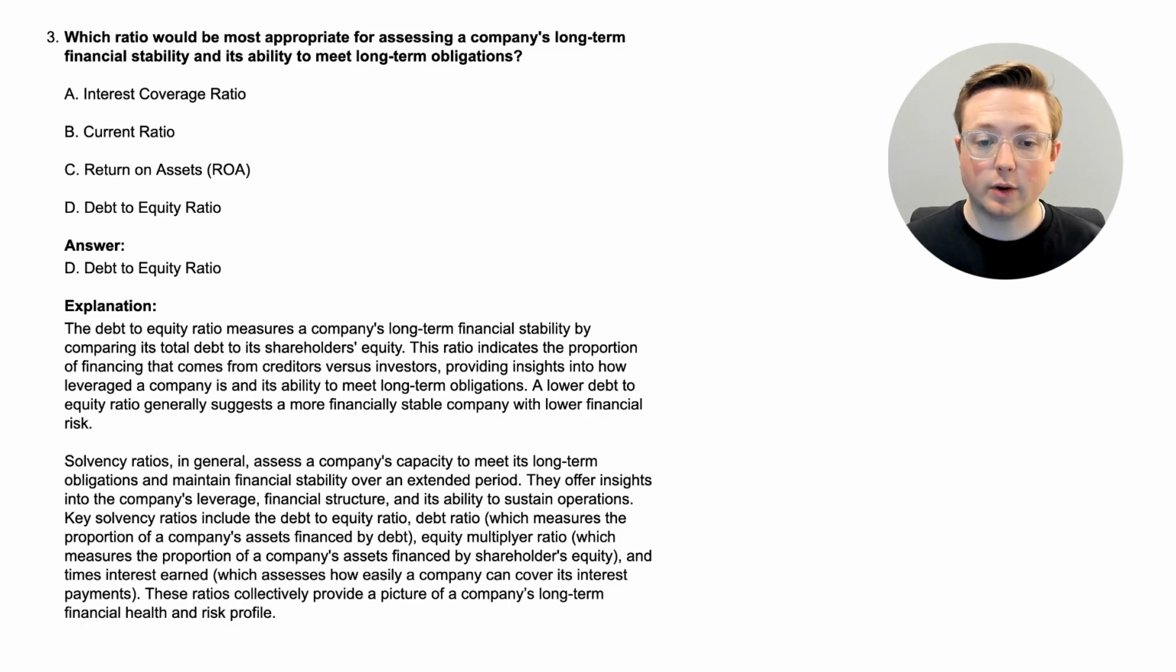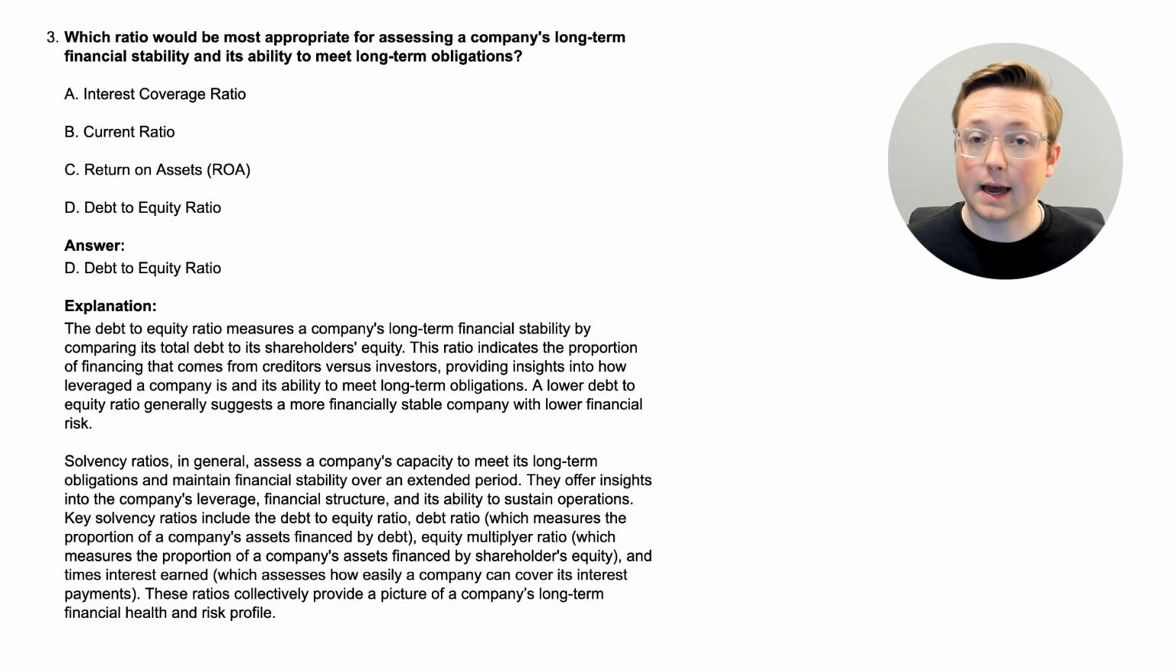The debt to equity ratio measures a company's long-term financial stability by comparing its total debt to its shareholders' equity. This ratio indicates the proportion of financing that comes from creditors versus investors, providing insights into how leveraged a company is and its ability to meet long-term obligations. A lower debt to equity ratio generally suggests a more financially stable company with lower financial risk. Basically, they have less debt than they have equity comparatively. That's basically what it's talking about there. Now, debt to equity ratio is not a liquidity ratio, it's not a profitability ratio, it is a solvency ratio.